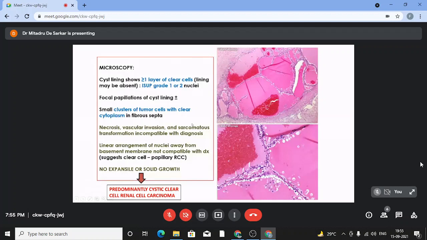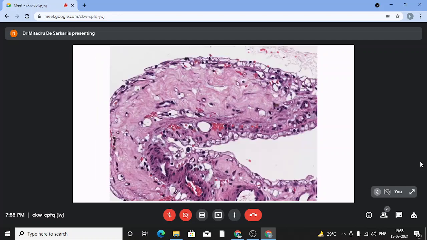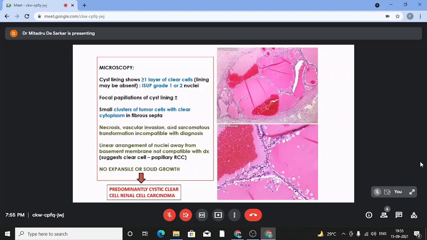You will get at least one layer of clear cells with very low grade nuclei, sometimes forming small clusters within the septa. You should not get necrosis, vascular invasion, etc. You should not get the characteristic linear arrangement of nuclei away from the basement membrane. We will look into that subsequently, because that would suggest a clear cell papillary RCC. And most importantly, there should not be expansile or solid growth within the wall of the cyst, because in that case it jumps into the next category, the predominantly cystic clear cell renal cell carcinoma.